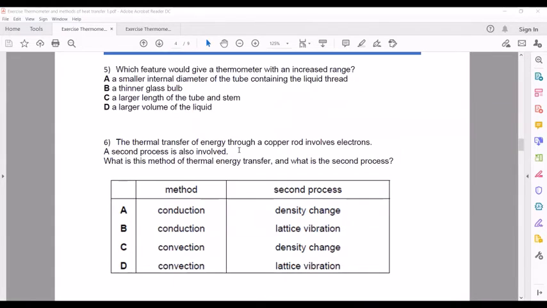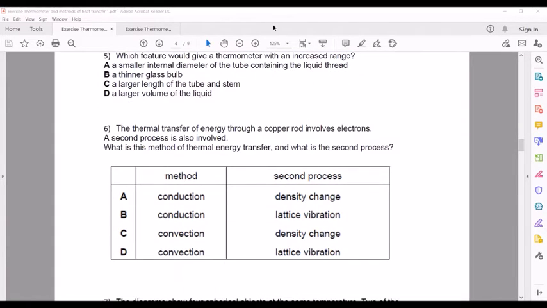The thermal energy is transferred through copper. Copper is a metal. So what does a metal contain? Metal contains a lattice of positive ions and free electrons.